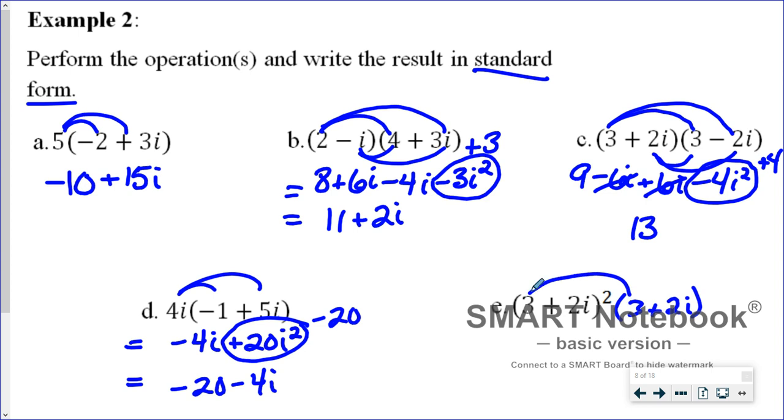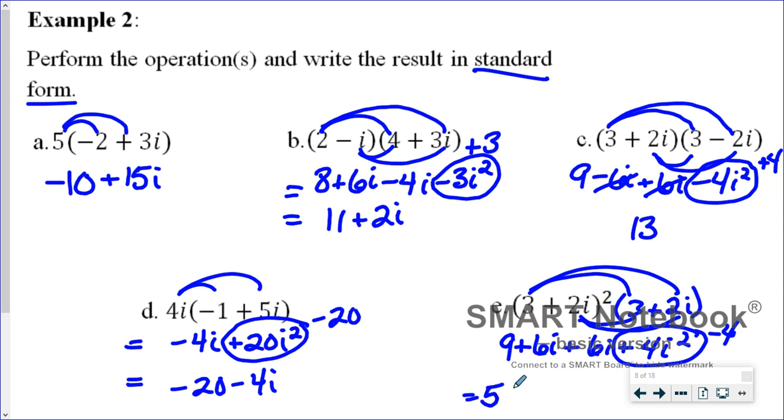So here I'm going to first distribute my 3, and I will get 9 plus 6i. Then I will distribute the 2i, and we will get plus 6i plus 4i squared. Of course, plus 4i squared will just end up being negative 4. So here we have 9 minus 4, which is 5, and 6i plus 6i, which is 12i. And that's it. That is in standard form. Any questions or concerns there?